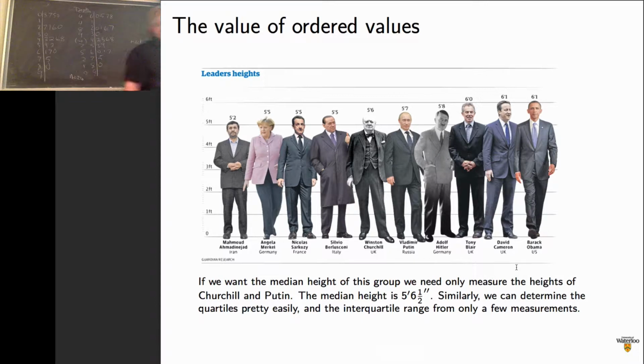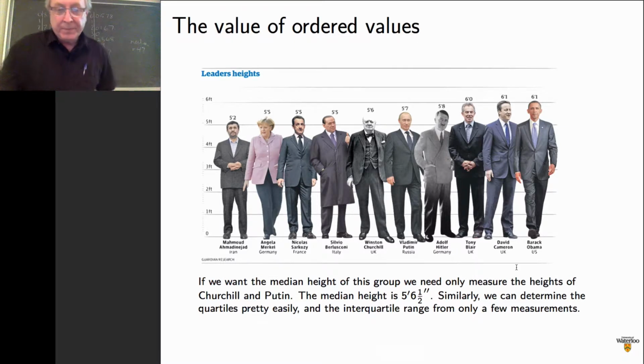As long as I can order things, I may not have to go to the extra effort of actually getting the measurement. I can order stuff. Okay? So the median here turns out to be about my present height. So I'm roughly in the middle of that group.